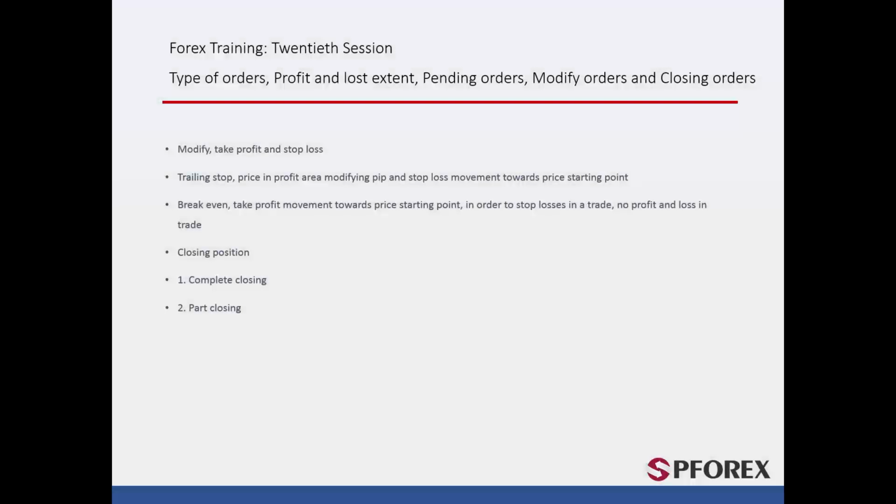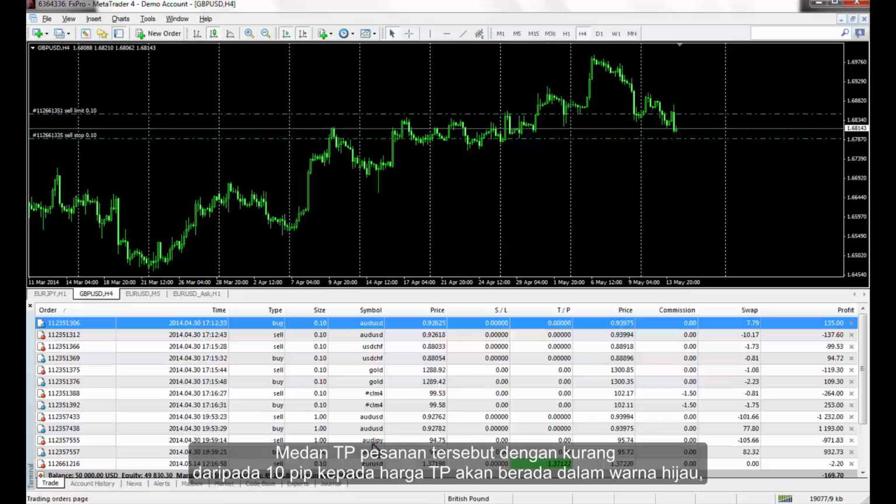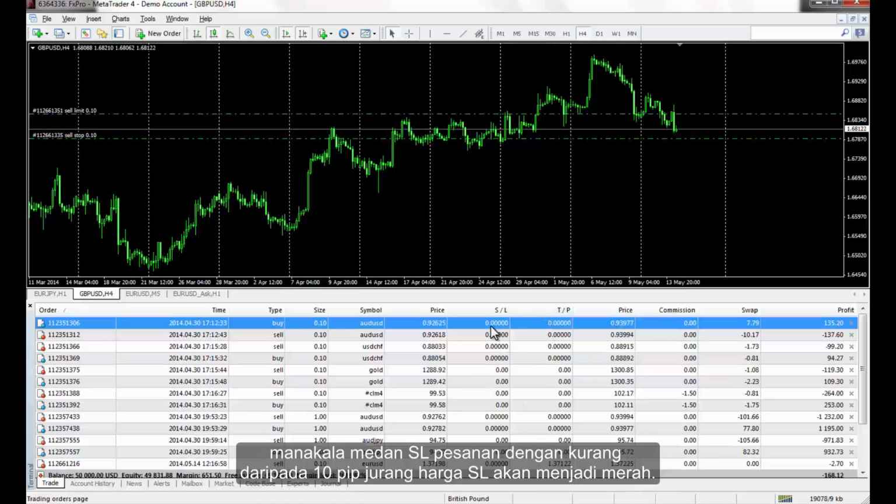Modify. Modification of orders can be applied on SL, TP or expiry date of any order. The orders are listed on the Trade tab of a terminal window. The TP field of those orders with less than 10 pips gap to TP price will be given a green colour, while SL fields of orders with less than 10 pips gap to SL price will become red.